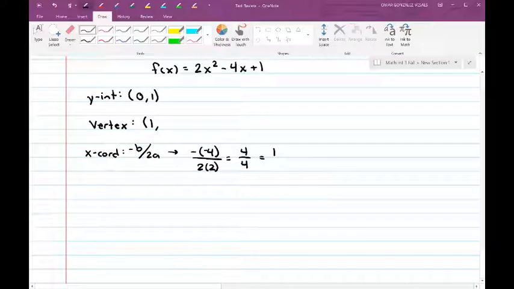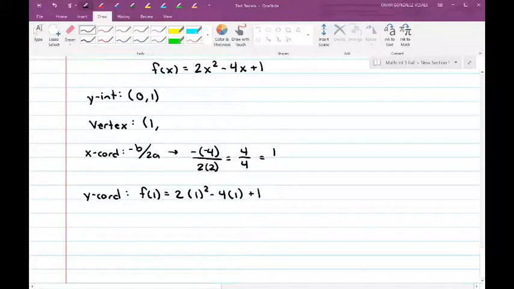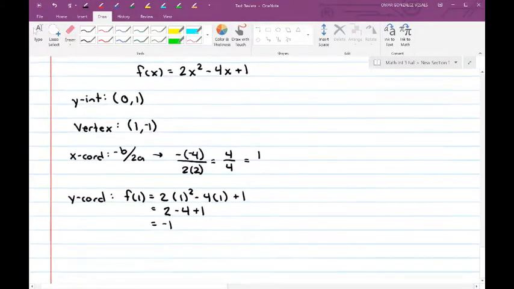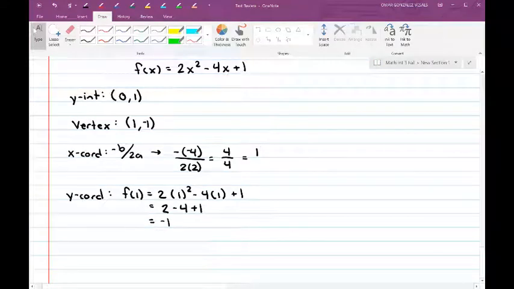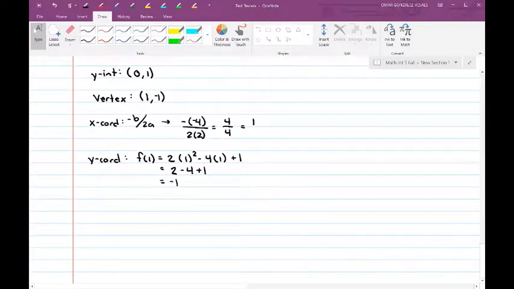Now I just got to find the y coordinate. f of 1 is equal to 2 times 1 squared minus 4 times 1 plus 1. 1 squared is just 1, so this is 2 times 1, which is 2, minus 4 plus 1. What do we get from that, guys? Negative 1. So my vertex is positive 1 and negative 1. Your coordinates were off. You'll see right now when we draw them.